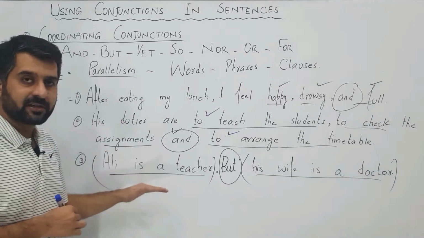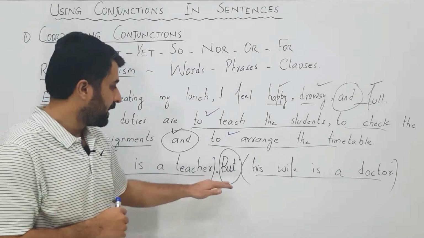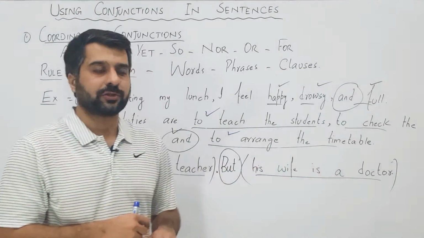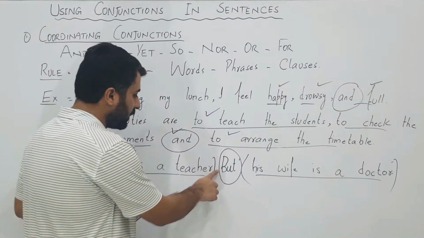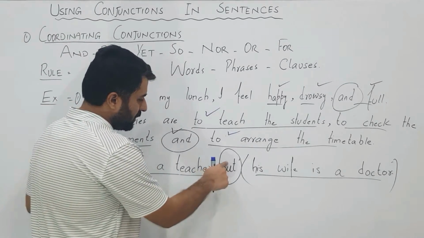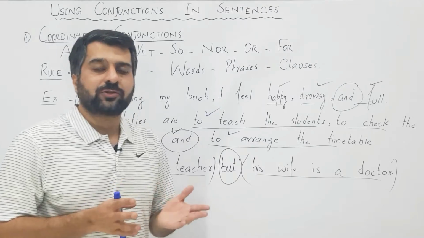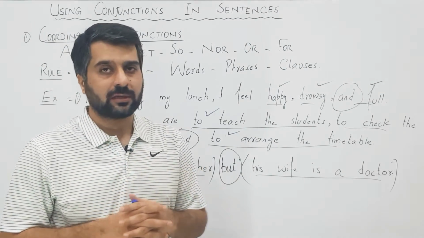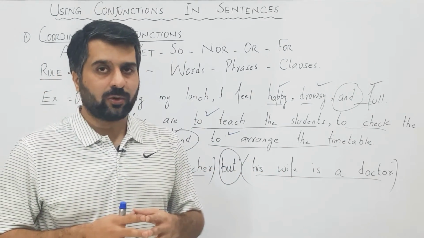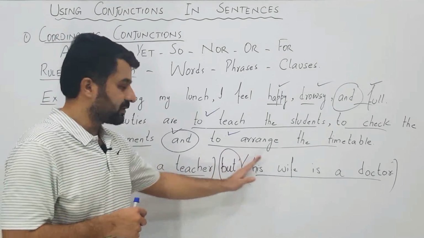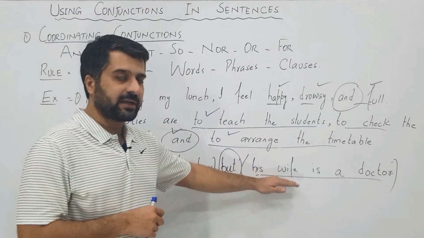Now let's consider this third example. This third example contains two clauses. The first clause is Ali is a teacher, and the second clause is but his wife is a doctor. Now in this sentence we have joined them together with the help of this coordinating conjunction but. So first of all, let me explain the rule. A coordinating conjunction actually joins together 2 independent clauses. These 2 are independent clauses, and an independent clause can stand on its own. If you remove this clause, even then this clause can stand on its own, and if you remove this clause, this one can stand on its own.